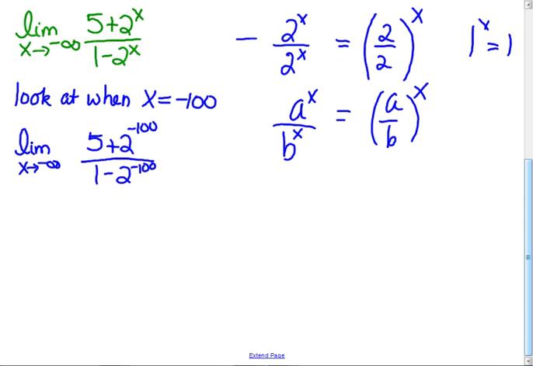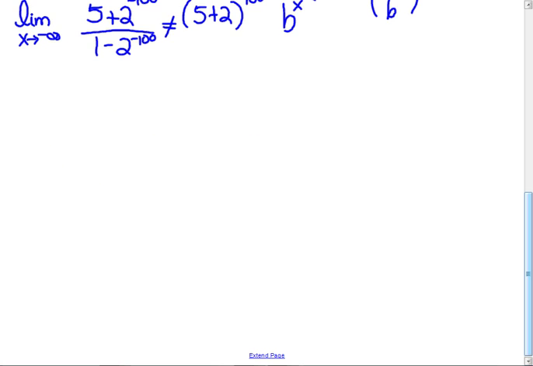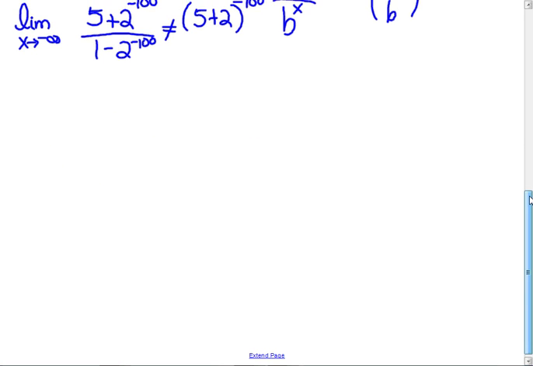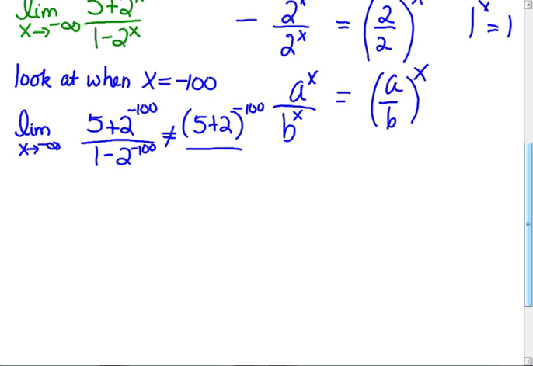Some of you want to neglect the 5 and 1, but you can't do that because it's not parentheses 5 plus 2 to the negative 100. That's a whole different ballgame there. So be careful with that. Let me make it at least a plausible error. So those of you who are not using parentheses, you're having some problems with your parentheses.